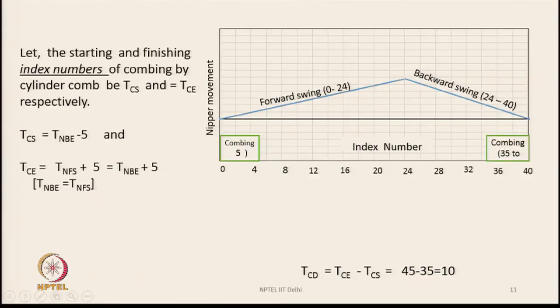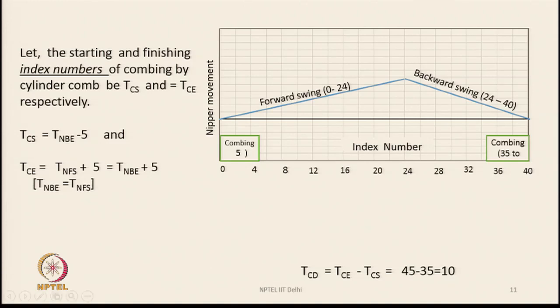So, if we look at this slide now, let the starting and the finishing index numbers of the cylinder comb be represented by TCS. T is the timing, C stands for cylinder comb, S is the starting time, and E stands for ending time. So, look at this diagram. We can see that when the backward swing is about to be completed, which is somewhere here, we take 5 index number from 40 and we keep it for combing operations.